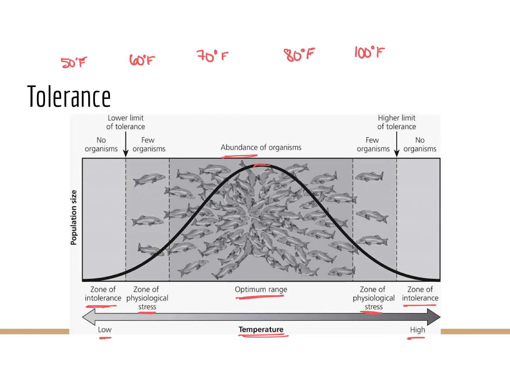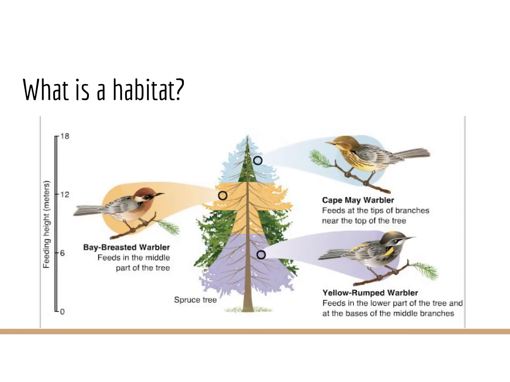All right, so you find the most organisms in this optimum range, and then it sort of tapers off as you get into the zone of stress, because it's not ideal, and then you're going to be bottoming out in this zone of intolerance. So that zone of tolerance can also help determine what an organism's habitat is going to be.